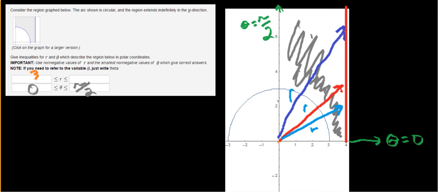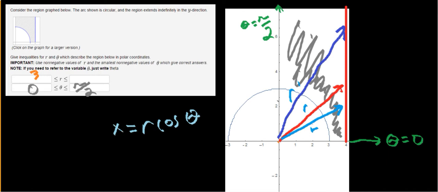Well, each one of these r's must have an x value, or a horizontal value. I like to think of it as an x value. Each one of these r's has an x value of 4. If you don't understand what I'm saying, let's think about a light blue r there. What's the light blue r's x value? That's r cosine theta, right? Because r cosine theta equals x.